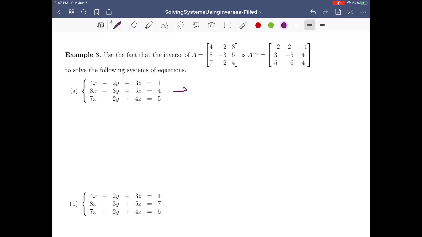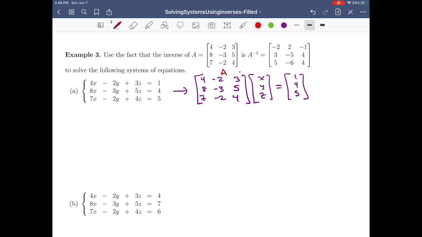So what I would want to do to solve these systems is write them as a matrix equation. So this is 4, -2, 3, 8, -3, 5, 7, -2, 4. And then I'd have to multiply by the variables, so x, y, z. And that should be equal to 1, 4, 5. Okay, this is A times x equals B.